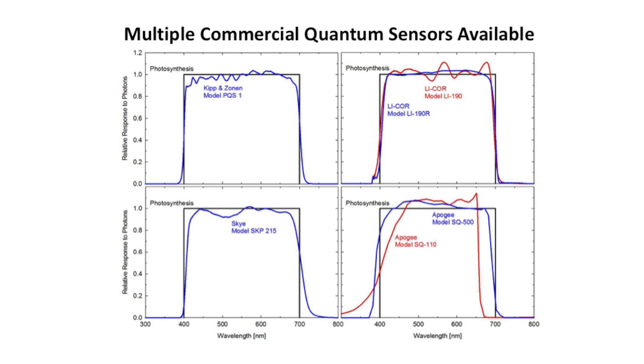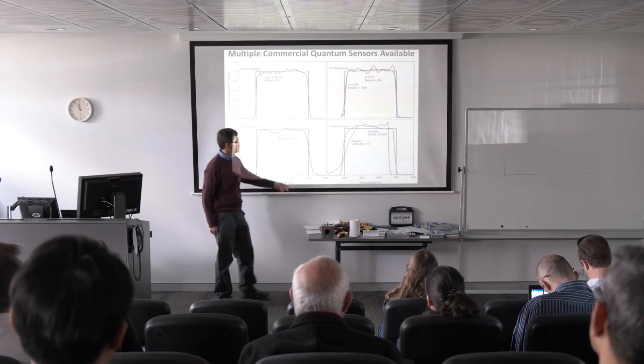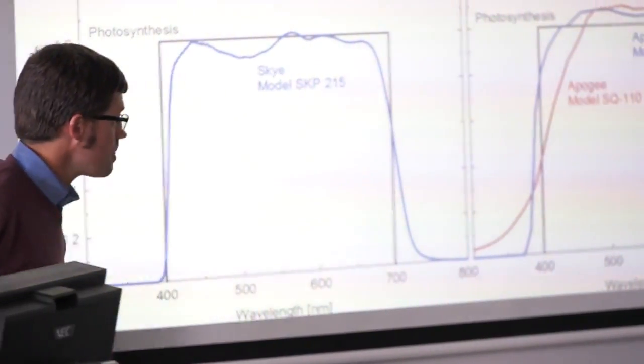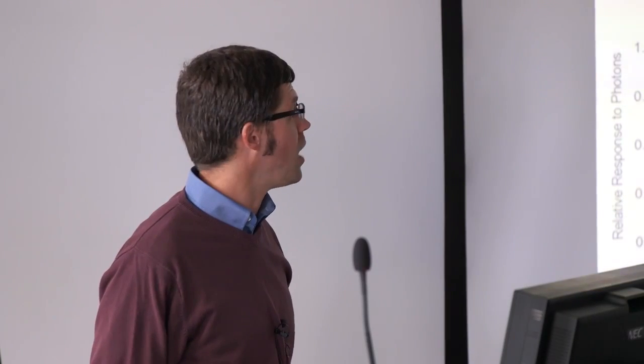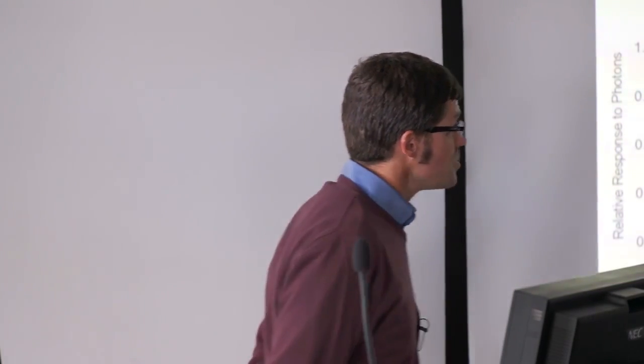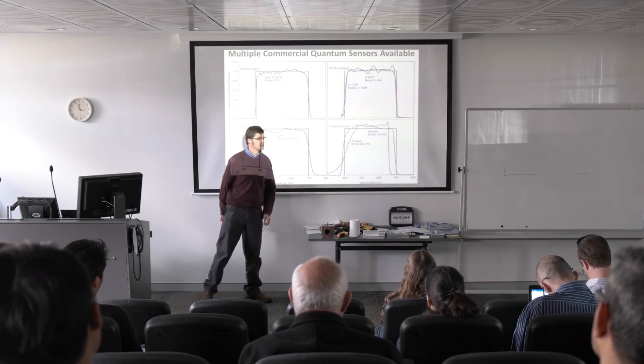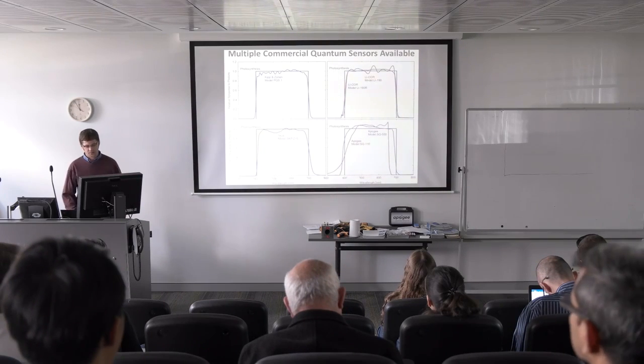So Kipp & Zonen has a sensor, Sky Instruments has a sensor, LI-COR has a couple. The LI190 has now been replaced by a newer model from LI-COR called the LI190R. At Apogee we build a couple different models. The SQ110 is the one that we've sold for years, and it's still available. And the SQ500 is a new model that is a better match to the photosynthetic photon flux weighting factors.